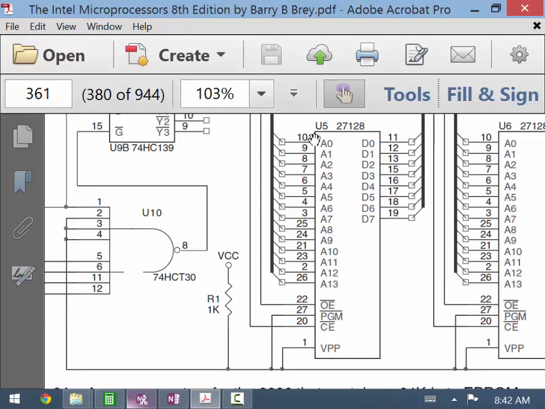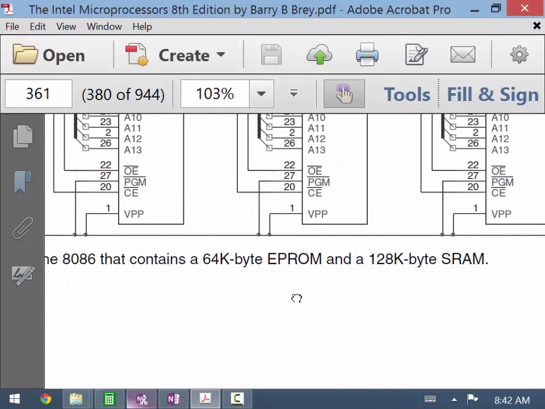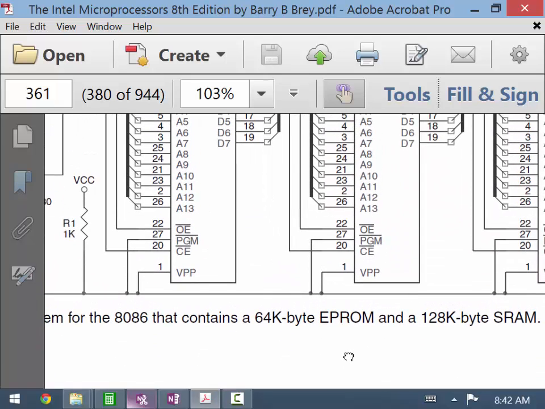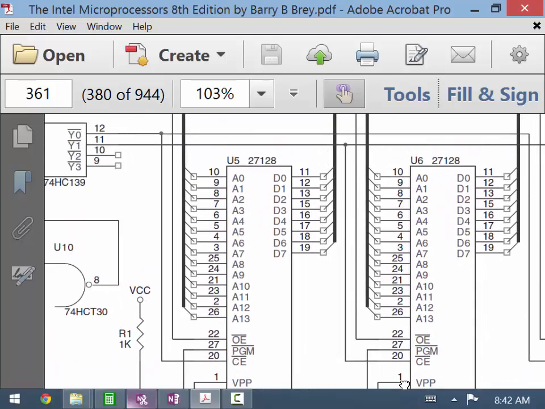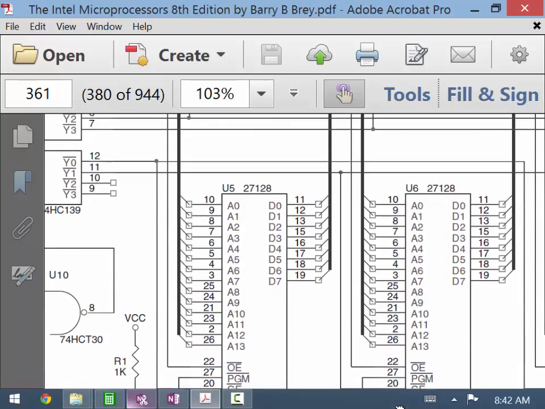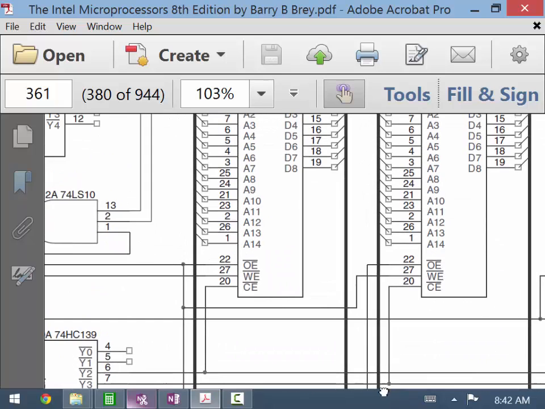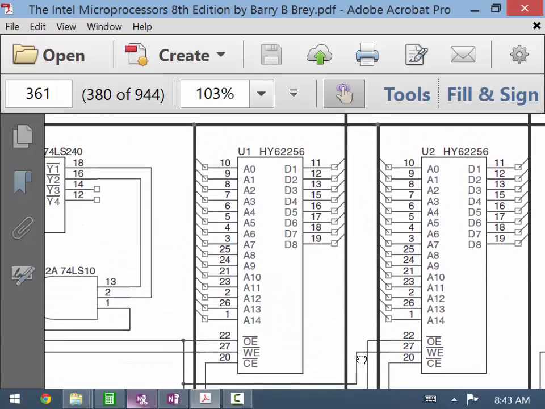16K. We've got A0 through A13 right there. This is supposed to be 64K EEPROM, so these should be 32K each. Yeah, 32K each. That makes sense. The amount of lines as we're looking at right there.